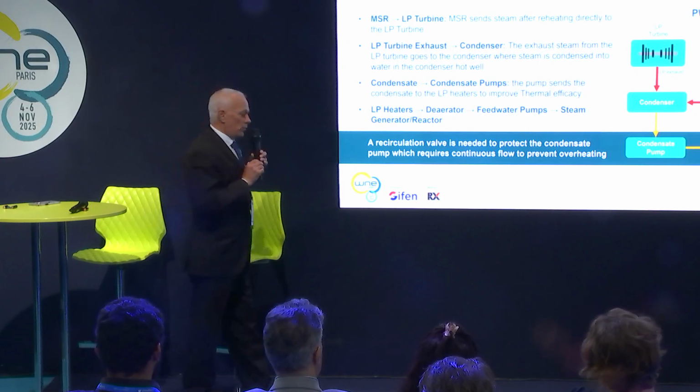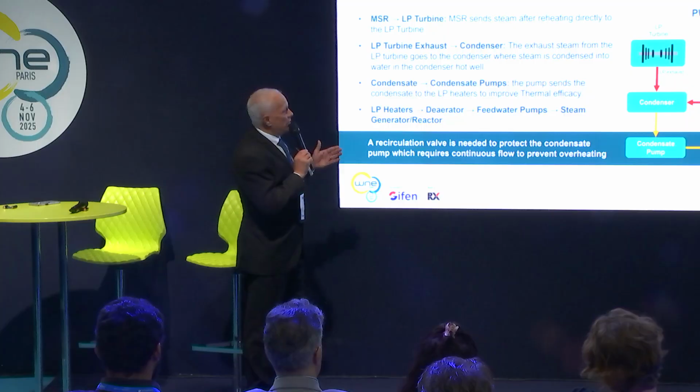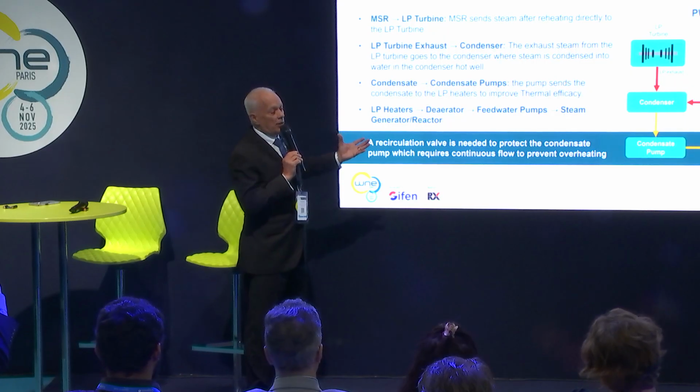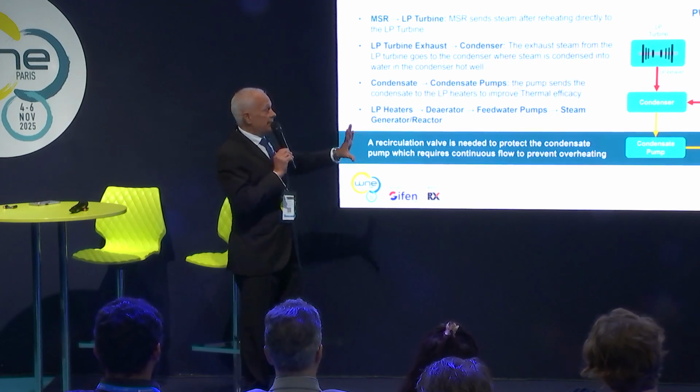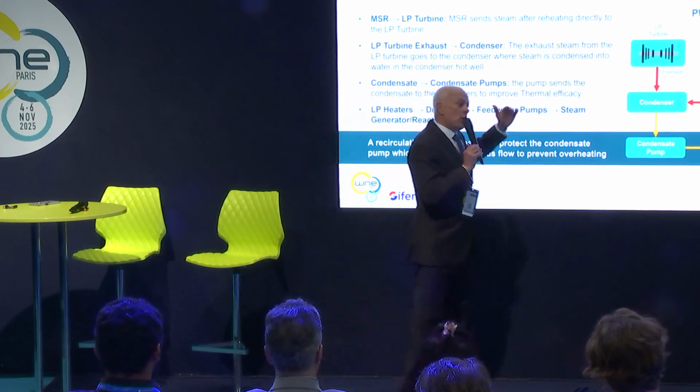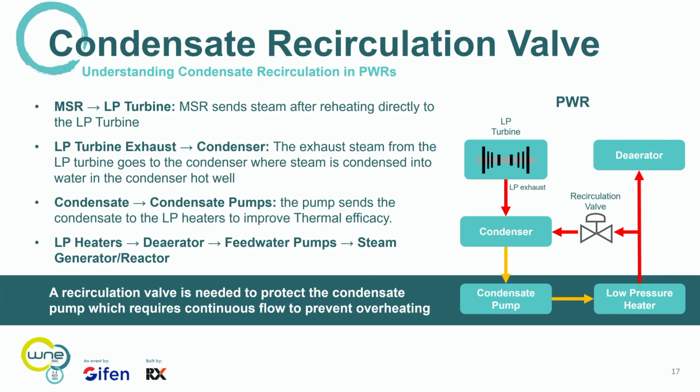We talked about the MSR. We talked about the exhaust after it goes from the MSR. The steam goes into the LP turbine after it's been reheated. In this case, it's going from the LP turbine. Now, where does that exhaust go? It goes into the condenser. The condenser is condensing the steam back into a liquid, getting pulled through the condensate pump, sending it to some low-pressure heaters, and then sending it to the deaerator. But when that deaerator doesn't need any more or cannot handle it, or when something's not operating, you must recirculate that fluid back through the pump.